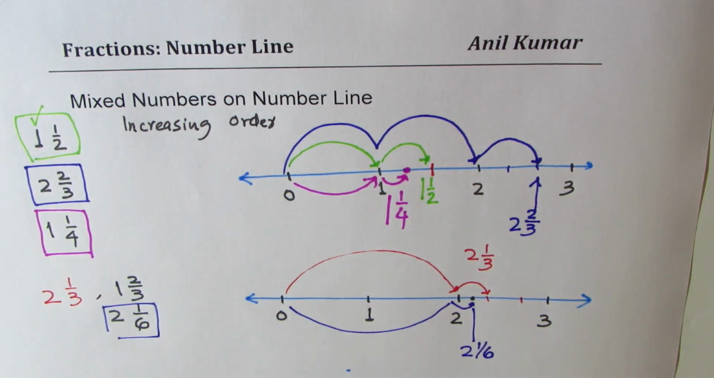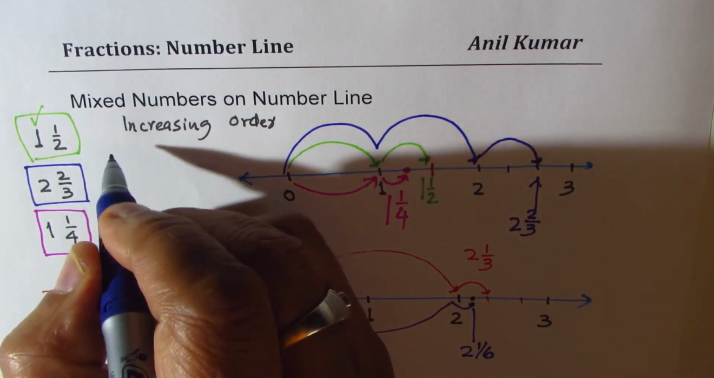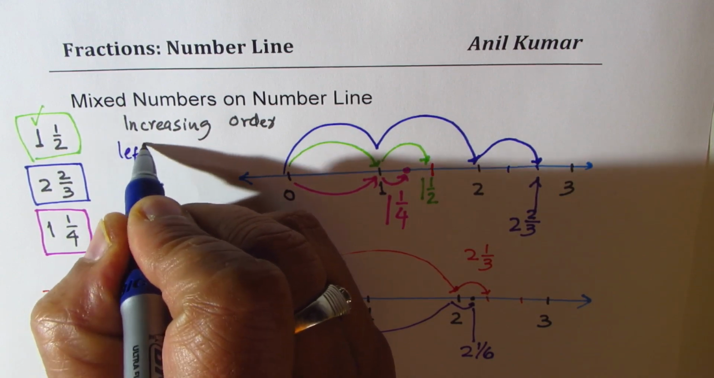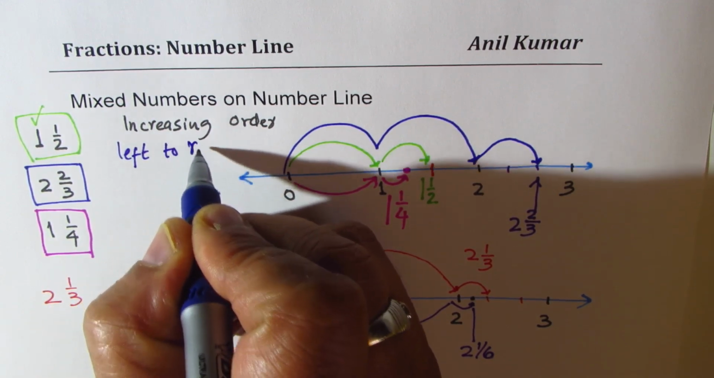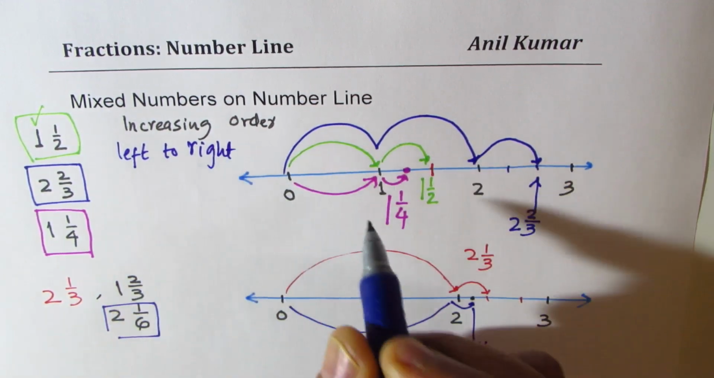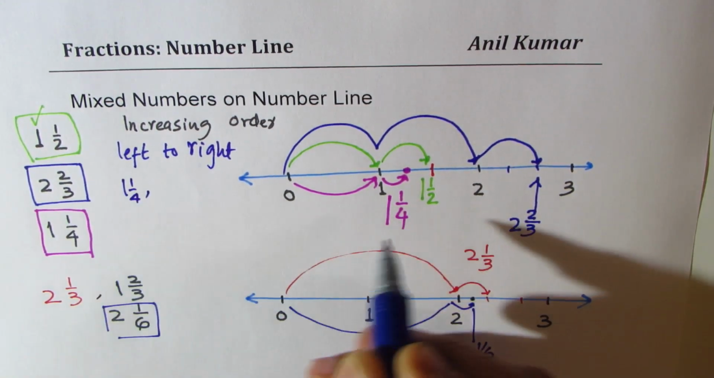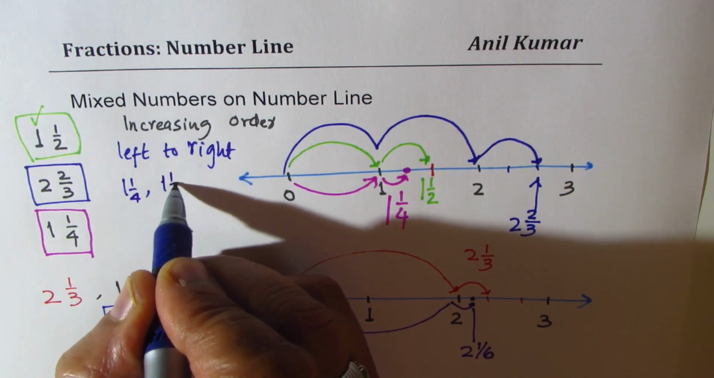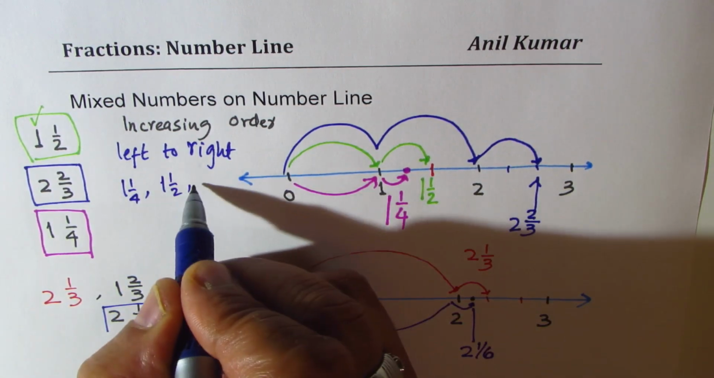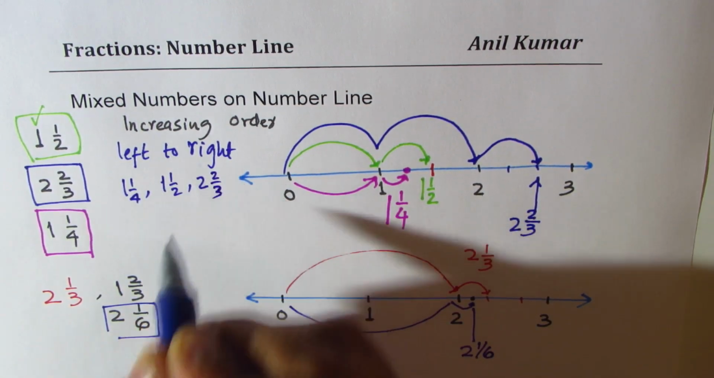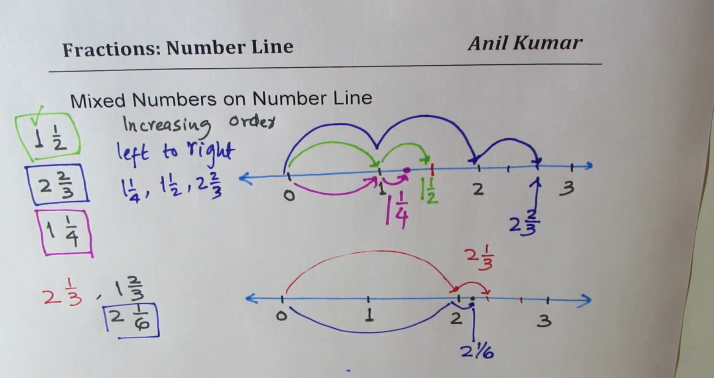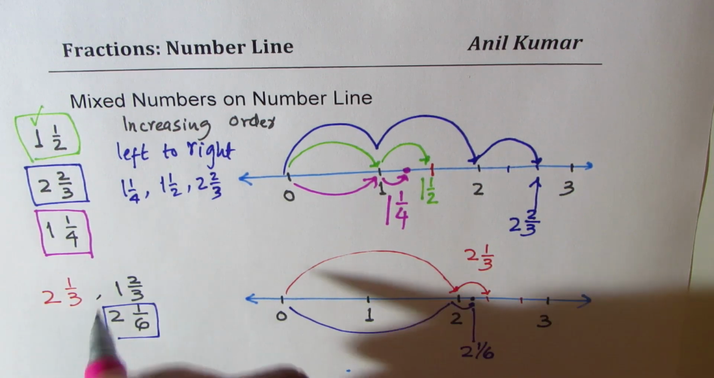Is from left to right, correct? So when I say increasing order, you arrange the numbers from left to right. So in this case, increasing order will be 1, 1 over 4. That is the smallest number. Then we have 1.5, and the last one is 2, 2 over 3. Correct?